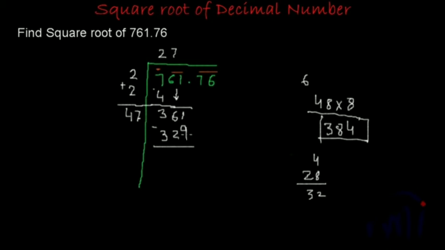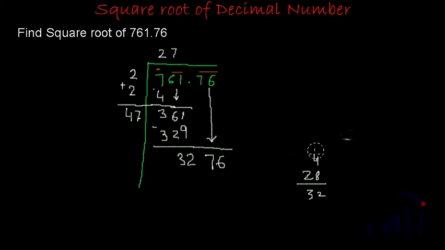We get 329, and when we subtract, 11 minus 9 is 2, 5 minus 2 is 3. We get 32. Right? And now I have to note down this 76. This 76 is coming after the decimal point, so I have to add a decimal point over here, right? And in the case of the divisor, I have to add 7. 7 plus 7 is 14. 1 carried forward, 1 plus 4 is 5, and I'm leaving this place for the next digit in the divisor.